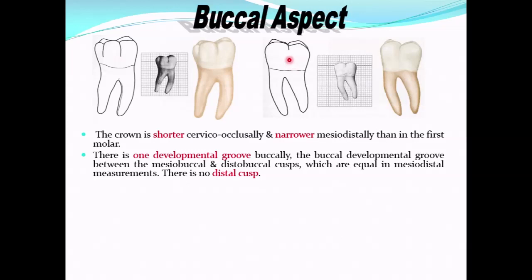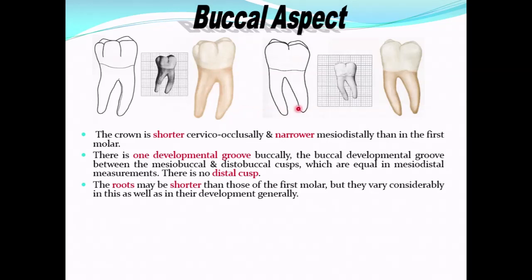هذا أول فرق. الفرق الآخر, there is no distal cusp. لأن ماكو distobuccal group. شوف هنا ماكو distobuccal group, وبالتالي there is no distal cusp. So it's just two cusps. Here three cusps. Here just one buccal developmental group. Here we have two buccal developmental groups. Here there is no distal cusp. Here there is a distal cusp.